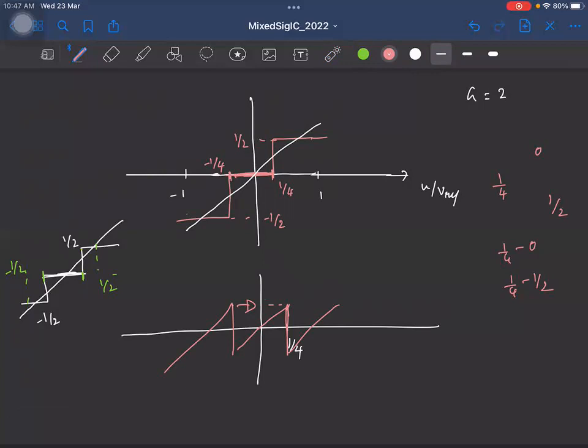Now if you use a gain of 2, G times Q will lie between minus Vref by 2 to plus Vref by 2. Okay, so this is going to solve the problem. But as he correctly pointed out, now we have 3 levels. So this is no longer a 1-bit ADC. So what will be the effective resolution?